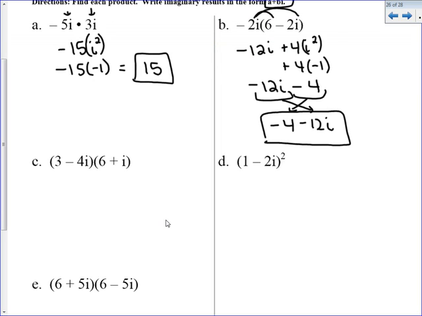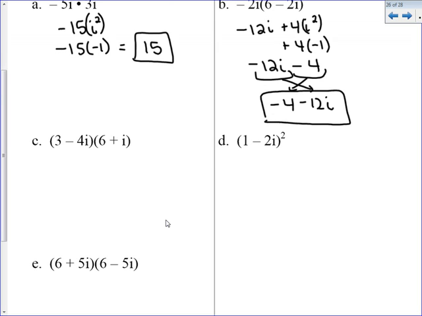C, I have a complex number times a complex number. What do you think's going to happen there? We're going to FOIL that. This is why I said don't turn addition problems into FOIL problems, because then you're just making more work for yourself. So first we have 3 times 6 is 18. 3 times i, 3i. Negative 4i times 6, negative 24i, and then negative 4i times i, negative 4i squared.